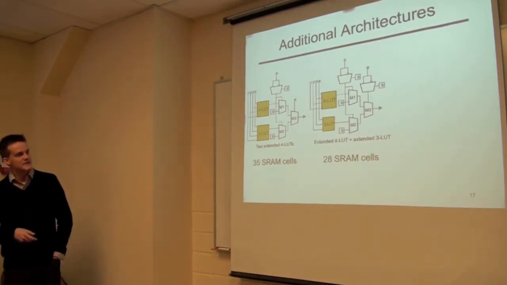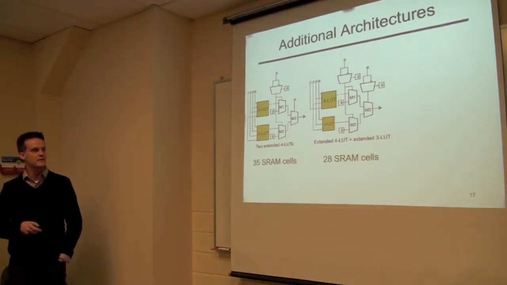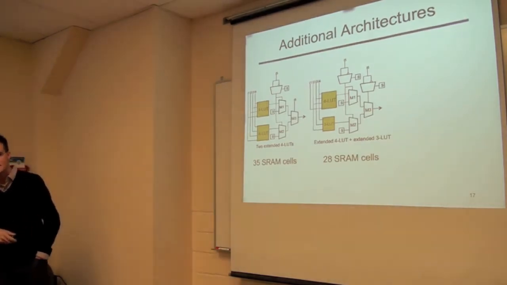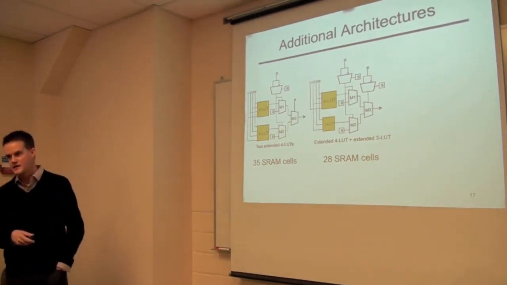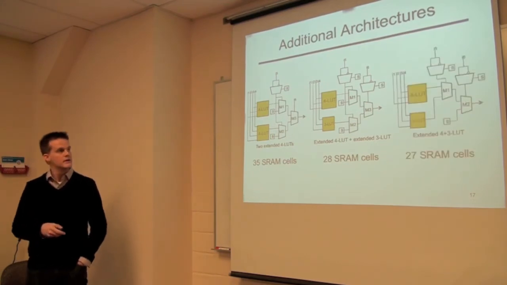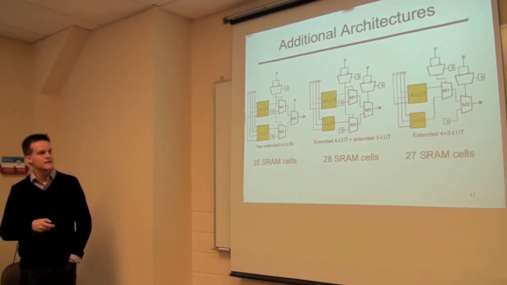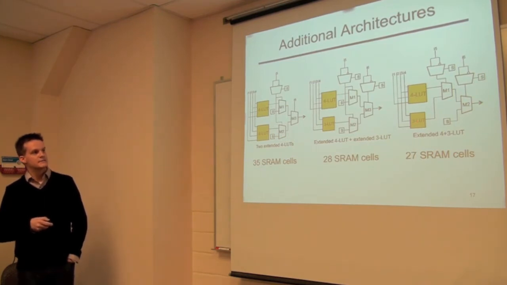Another version of that is you take one of these 4 LUTs, make it a 3 LUT. We call that extended 4 LUT plus extended 3 LUT. That has even fewer SRAM cells, less than half of a 6 LUT. Now getting very small. And another one right here, we called extended 4 plus 3 LUT, which basically has a 4 LUT, 3 LUT, and a 3 LUT, muxing to select between the two, and then a gating input concept right here.